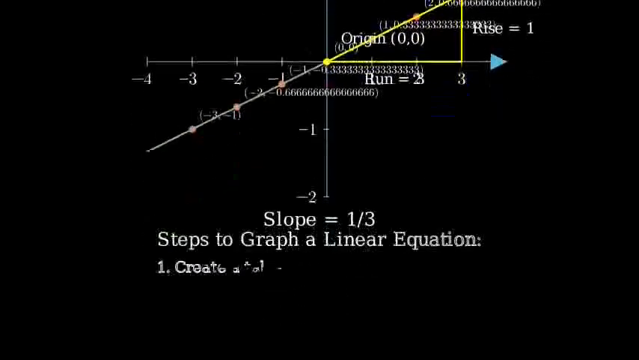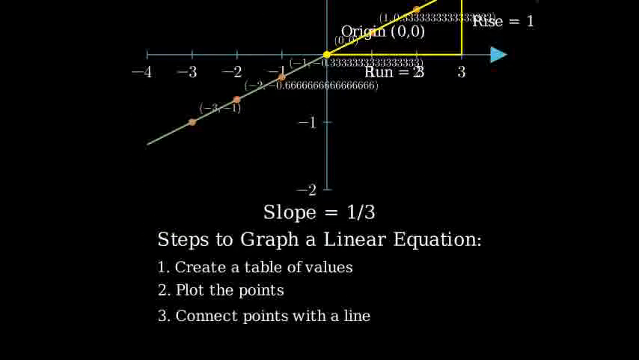In conclusion, we've successfully graphed y equals 1/3 x by creating a table of values, plotting the points, and connecting them with a straight line. This method can be used to graph any linear equation. Remember that the slope 1/3 tells us how steep the line is, and since this is a positive slope, our line goes up from left to right.